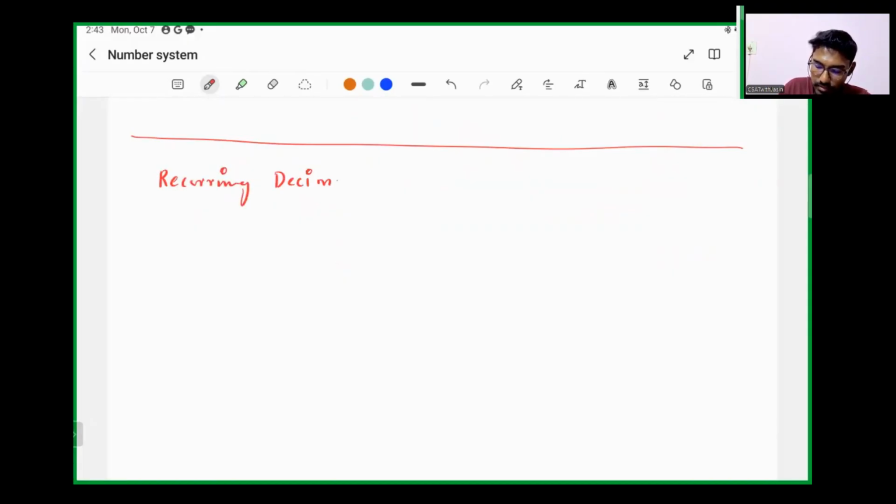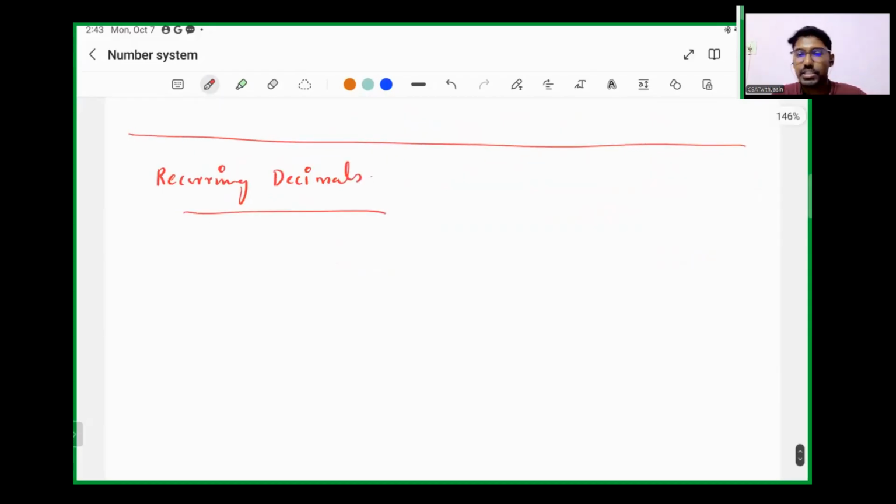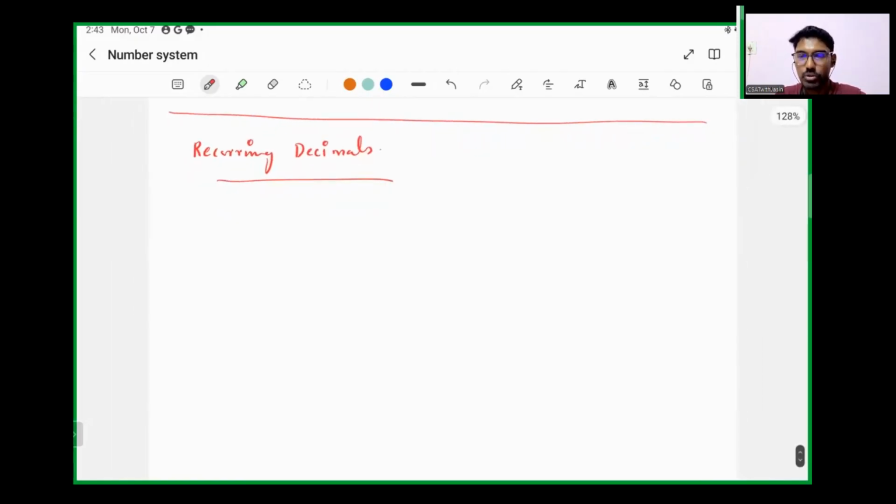UPSC has asked questions from this before, and this is actually a very common question in other exams also, this recurring decimals and all. Okay, so we'll move on to recurring decimals. So what do you mean by recurring decimals? Recurring decimals means the decimal numbers which are not having an end.